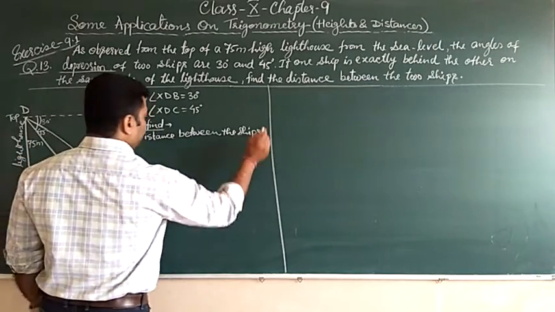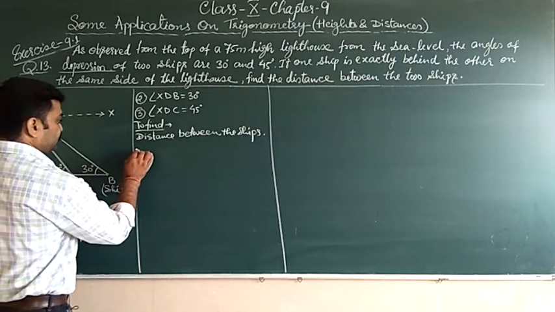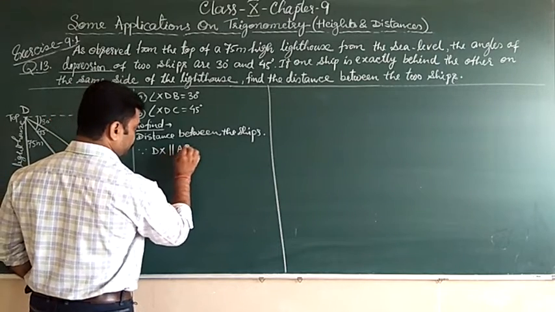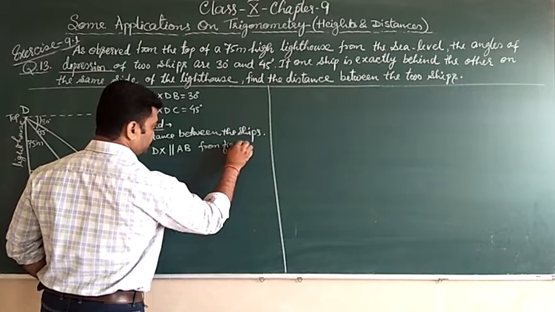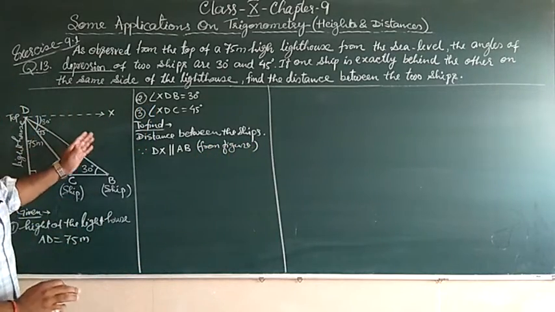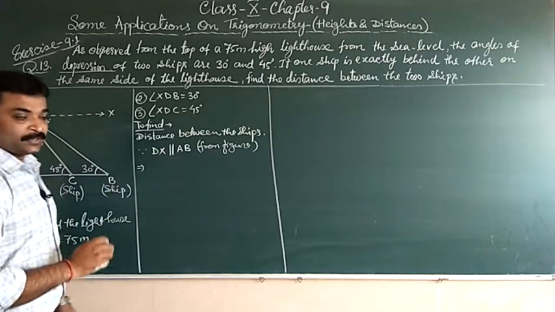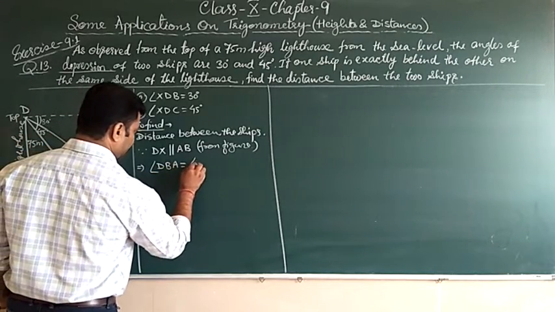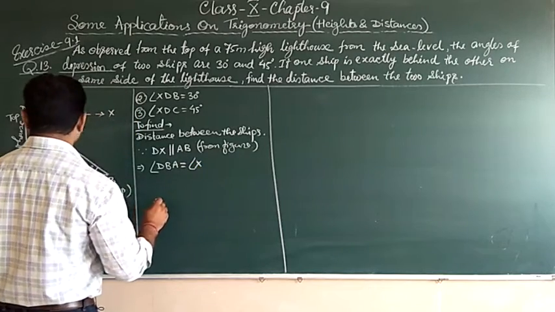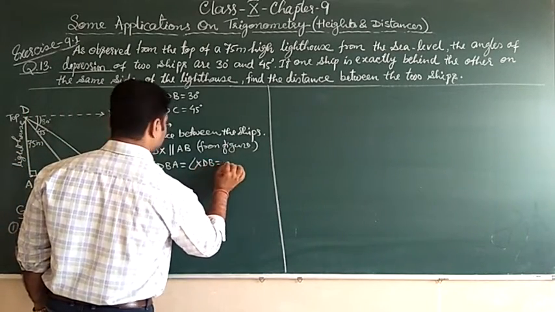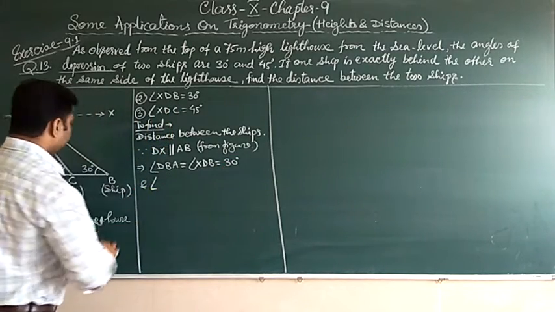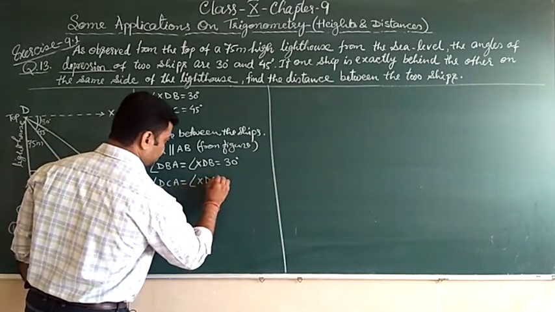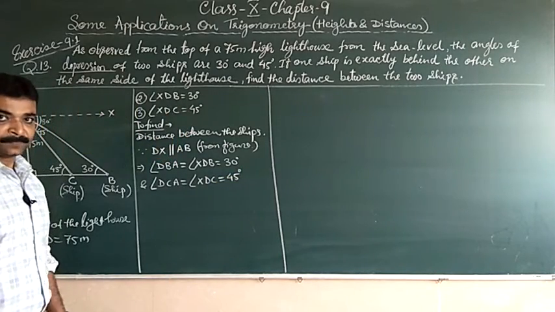Okay. Now, since DX is parallel to AB from figure, this implies angle DBA is equal to angle XDB is equal to 30 degree, and angle DCA is equal to angle XDC is equal to 45 degree. Clear?